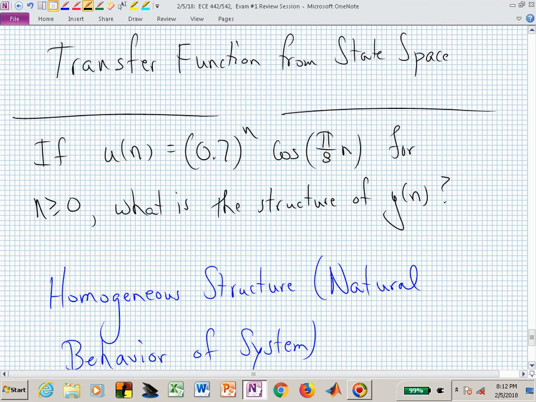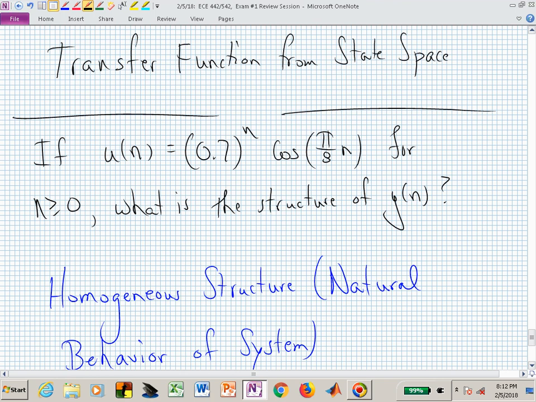Is this an exponentially damped or growing cosine waveform? And how do you know? Why is it damped? 0.7 is less than 1. This is an exponentially damped cosine.